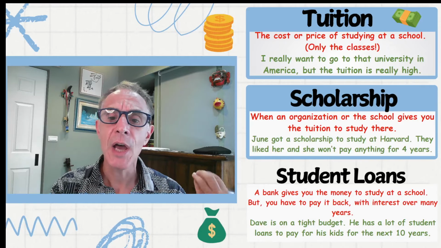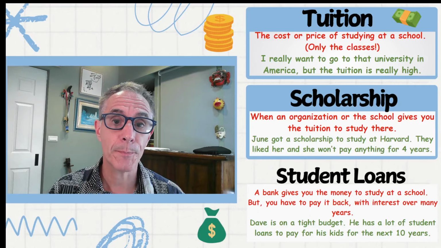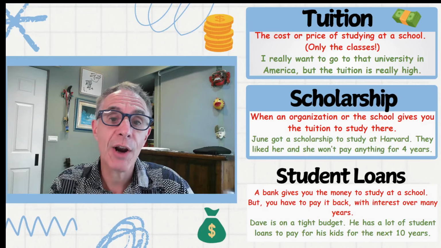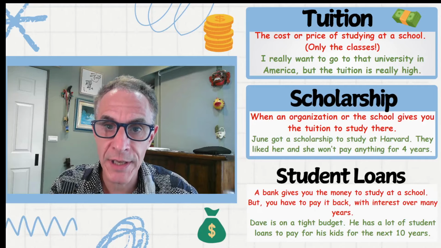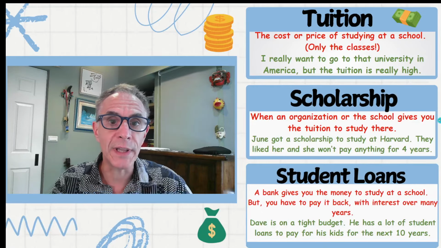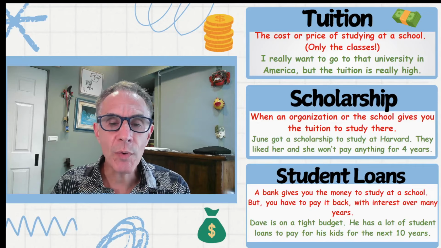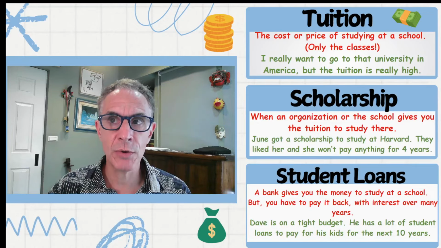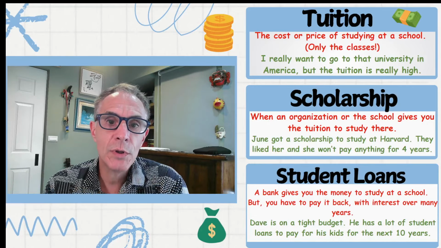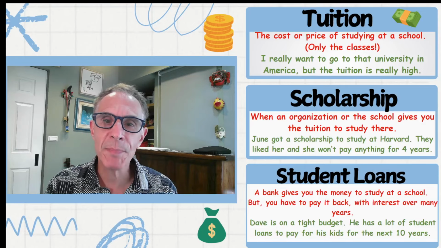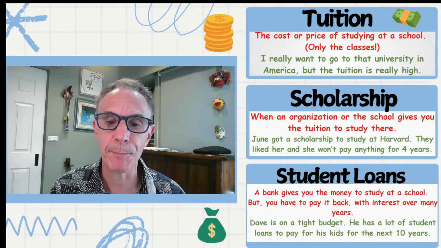So a scholarship is when an organization or the school gives you the tuition to study there. June got a scholarship to study at Harvard. They liked her, and she won't pay anything for 4 years. 4-year scholarships, really nice. Now, the last one is student loans. And if you don't have the cash to pay tuition and you can't get a scholarship, then you can get a student loan. And a student loan can come from a bank or some special banks that give student loans for people who are studying, okay?